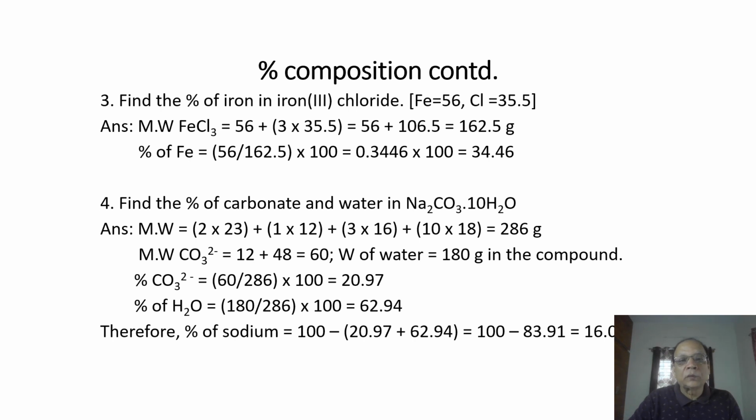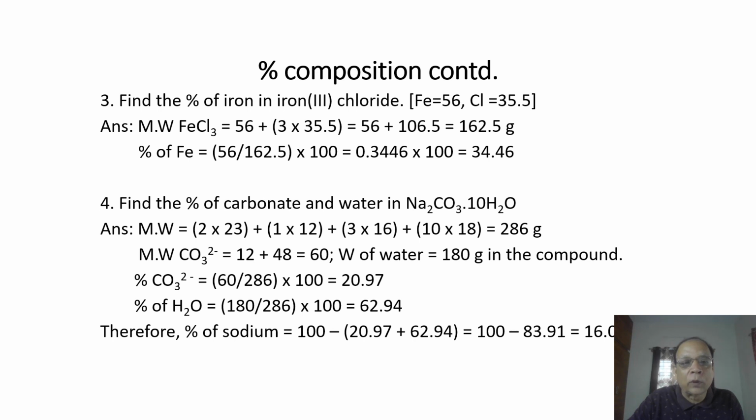Find the percentage of iron in iron 3 chloride. Iron equals 56, chlorine equals 35.5. So iron 3 chloride, we have to write the formula first. Iron is in valency 3, and therefore we have FeCl3. If it were 2, it would have been FeCl2, but this time it is FeCl3.